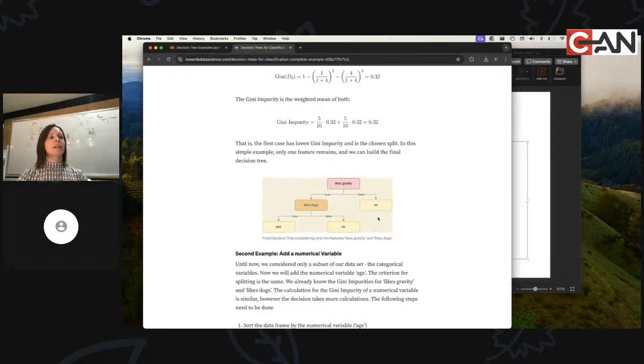Everybody who does not like gravity goes into this left node here. So let's say there were 4 people, I believe, that did not like gravity. All 4 of those people go over here. They don't go anywhere else in this tree. And this is something called a final node.